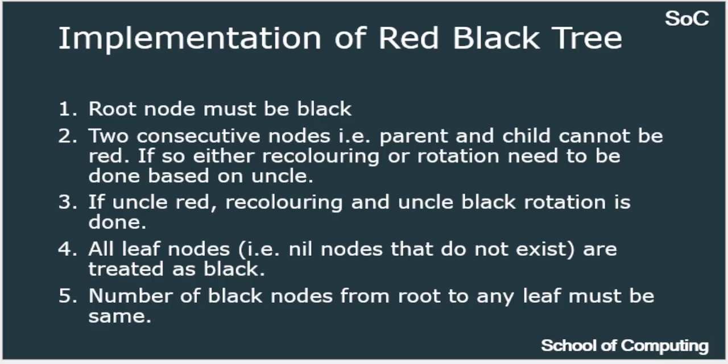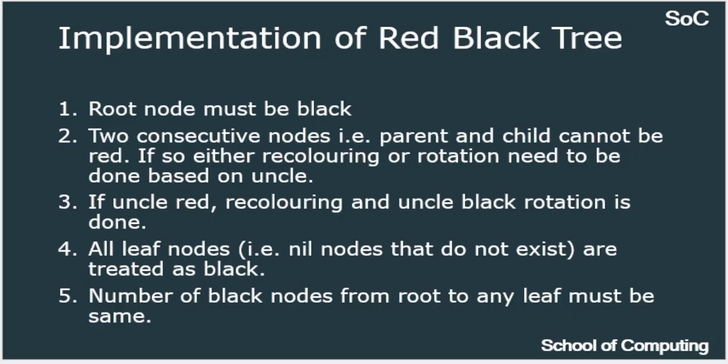The root node must be black. Two consecutive nodes, that is parent and child, cannot be red. It's a violation. If two consecutive red nodes are found, we either recolor or perform a rotation operation depending upon the uncle. We used the word uncle to refer to the node which is sibling of the parent. So if the uncle is red, recoloring is done, and if uncle is black, rotation is done.